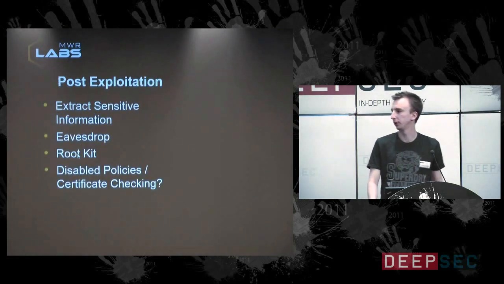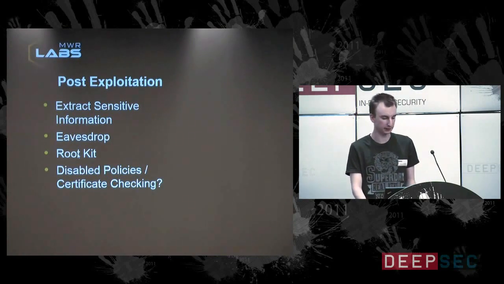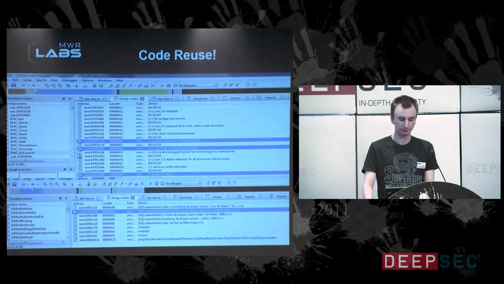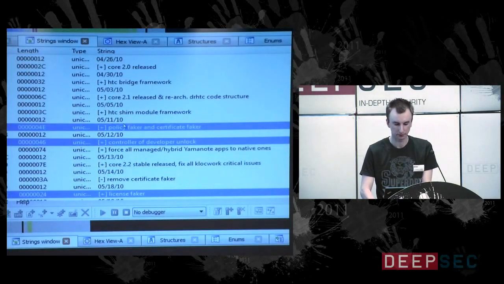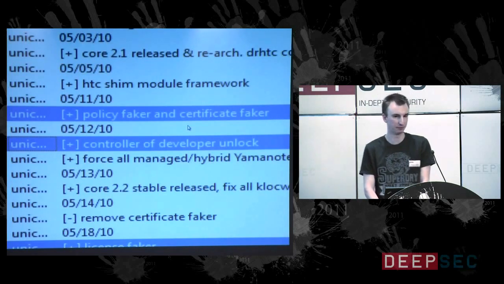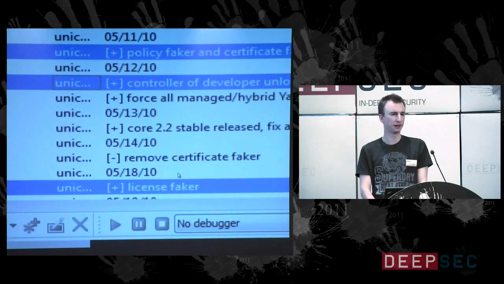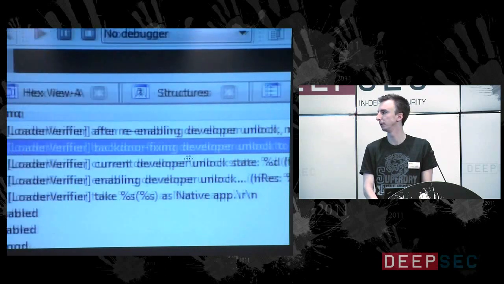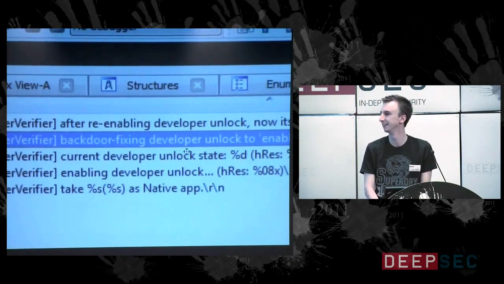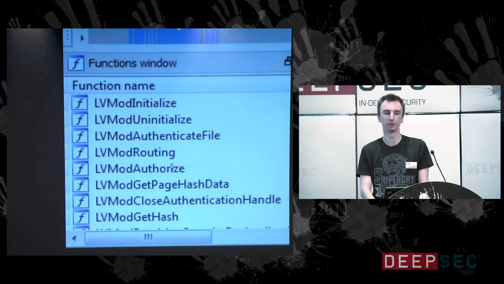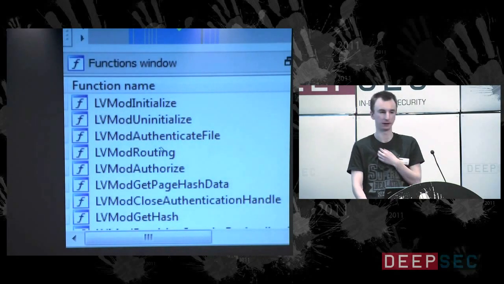So in this case, you want to extract sensitive information, eavesdrop, rootkit, for example. Maybe disable the policies or certificate checking. If you're a malware writer, maybe you want your application deployed later. Wouldn't it be nice if there was code there to get around this? Policy faker and certificate faker? That doesn't sound like legitimate functionality to me. License faker? DRM, anyone? Backdoor fixing developer unlock to enable state. Backdoor? Yeah, it's a bit weird. And you'll notice that these functions have the same names as the actual legitimate functions controlling the loader verifier.